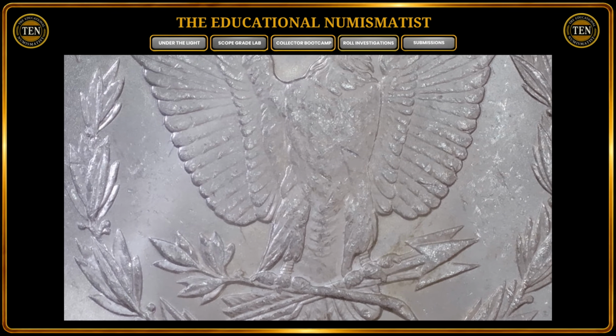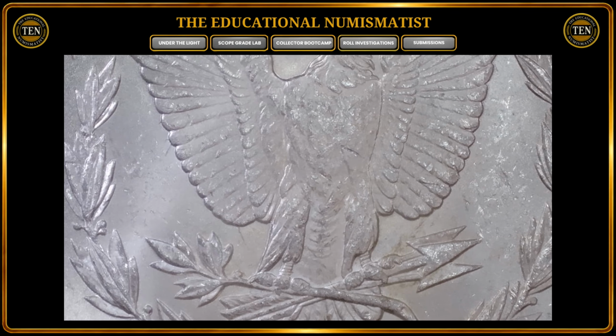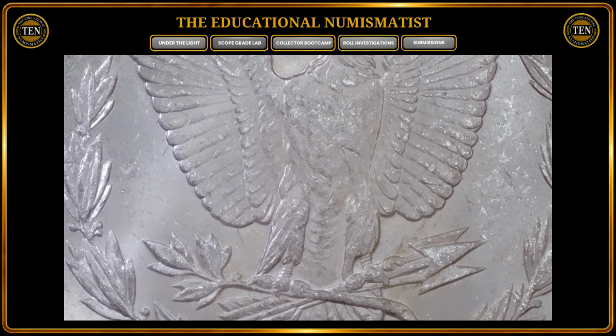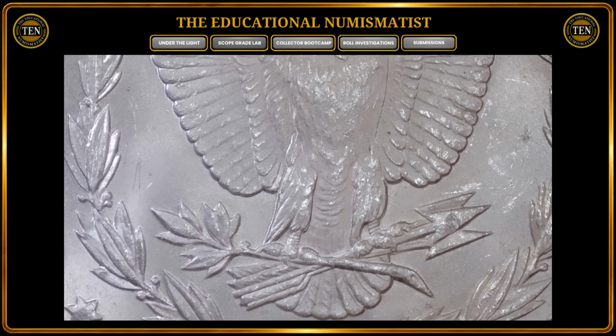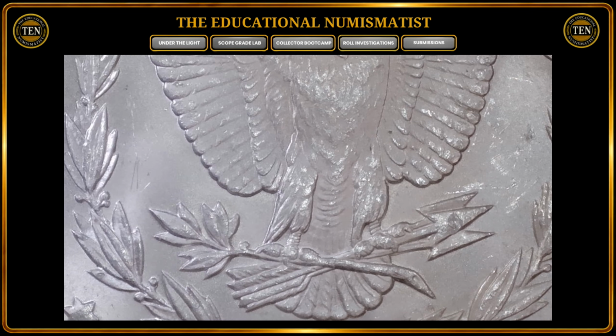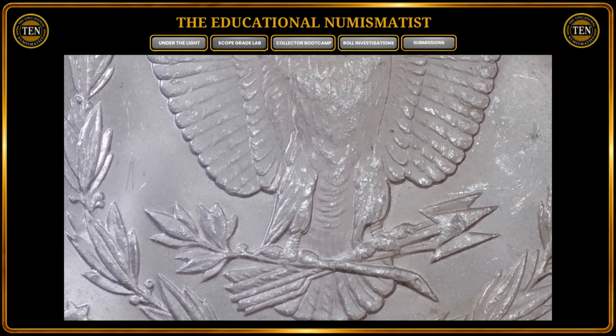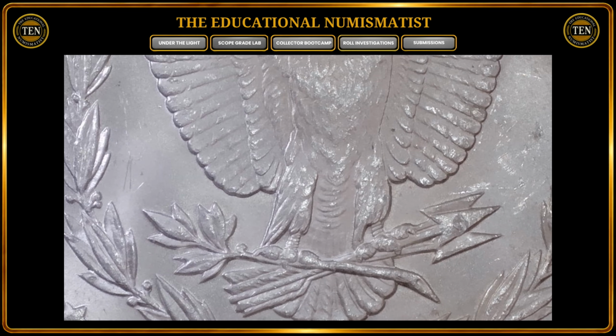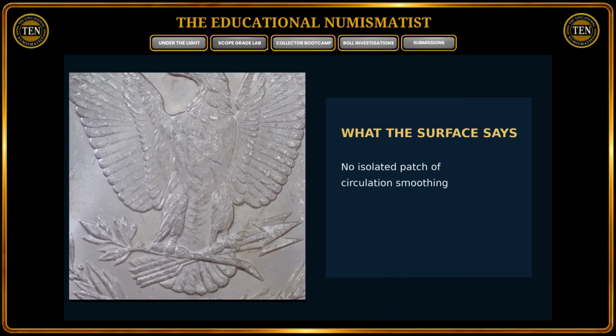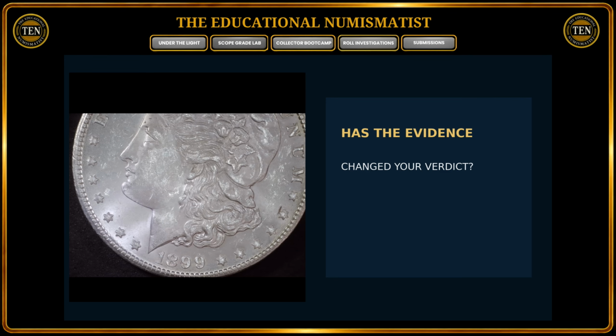The eagle's breast produces the same result. Its feather detail is incomplete, but the remaining surface does not reveal a clear, isolated patch of circulation smoothing. Now, that doesn't prove that the coin has experienced absolutely no friction. It tells us something more limited. Circulation is not providing the strongest explanation for this much missing detail. Has that changed your verdict?